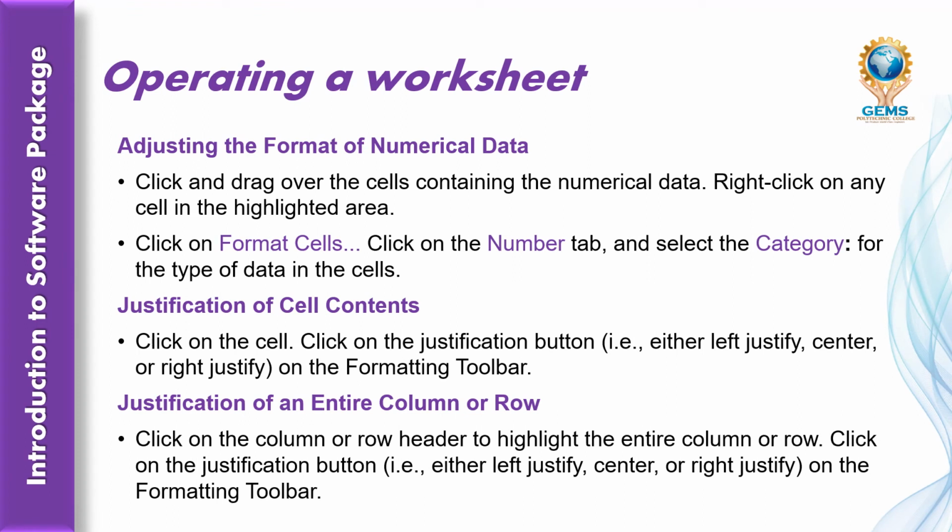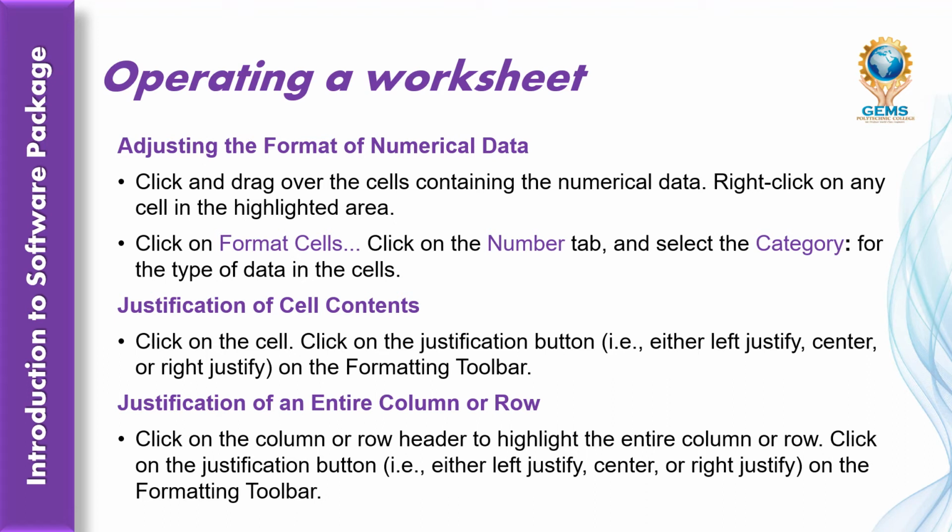Adjusting the format of numerical data. How to adjust? Click and drag over the cells containing the numerical data. Right click on any cell in the highlighted area. Click on Format Cells, click on the Number tab, and select the category for the type of data in the cells.